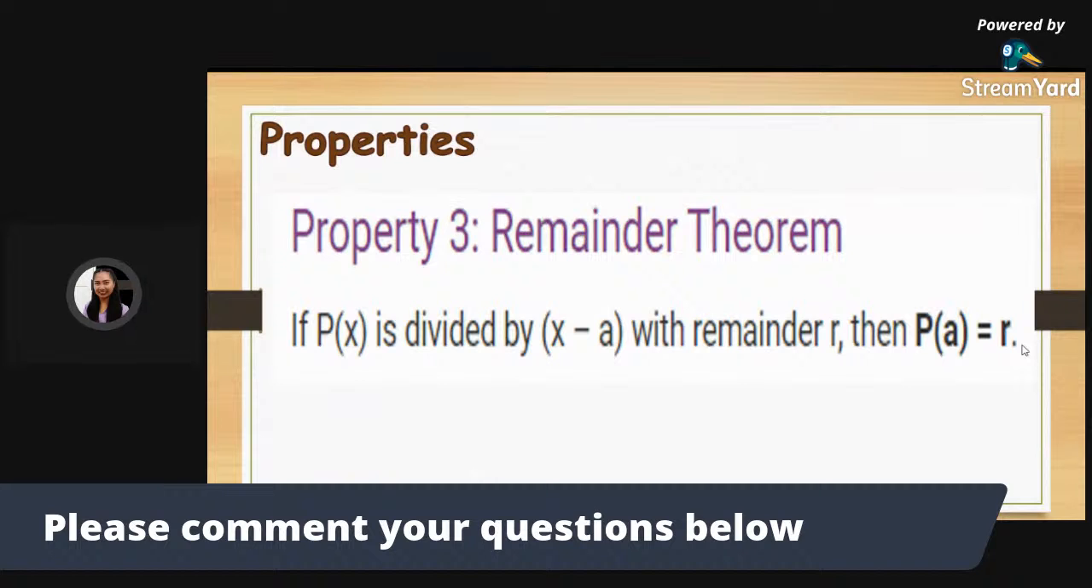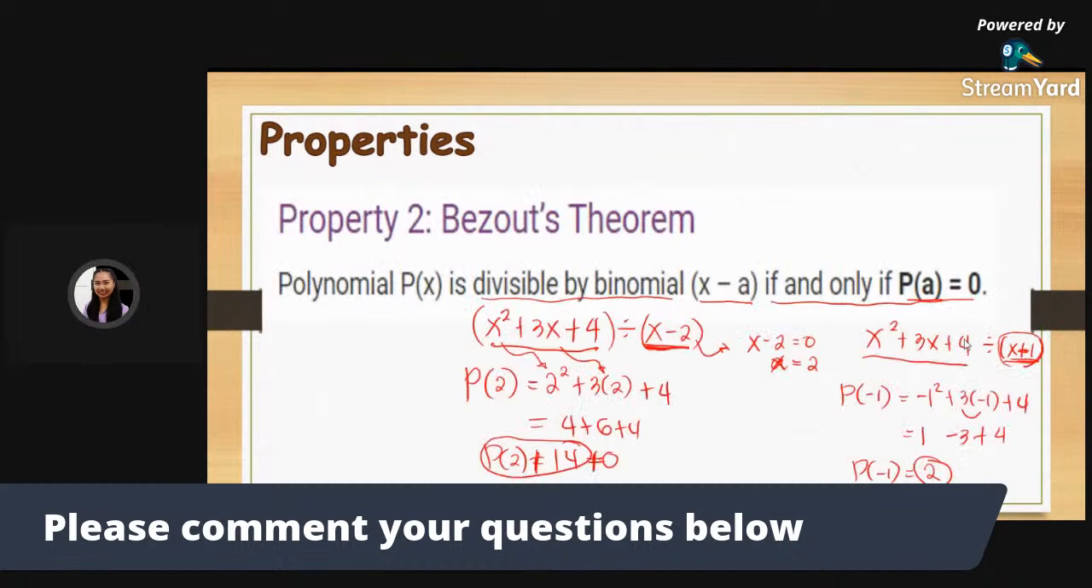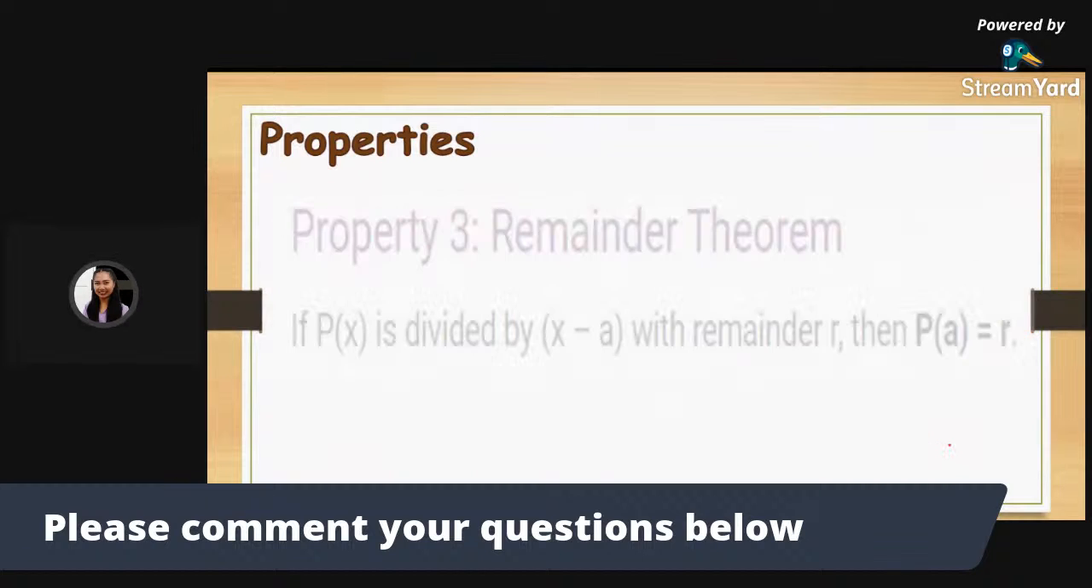So let's continue. We also have the remainder theorem. If p of x is divided by x minus a with a remainder r, then p of a is equal to r. Take note that as what we have done here, our remainder will be this one. For example, if we divide x squared plus 3x plus 4 by x minus 2, and the answer here is 14, therefore we can say that the remainder is 14. And in this case, we can say that the remainder is 2.